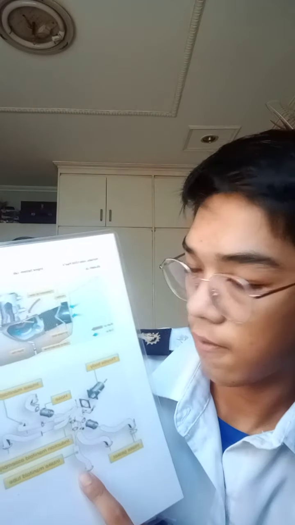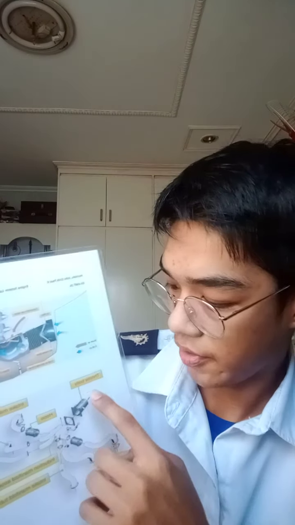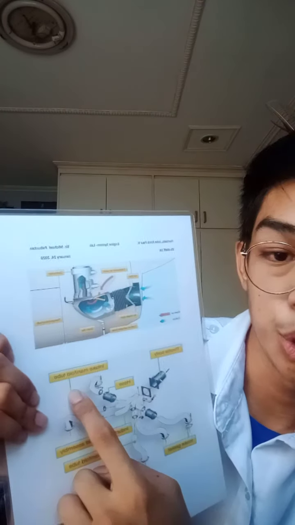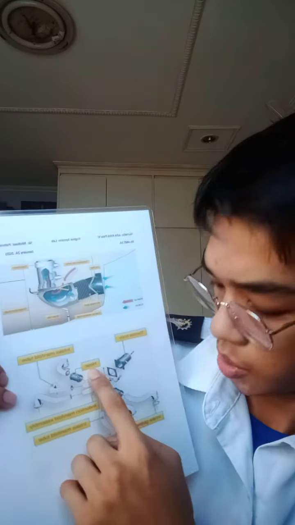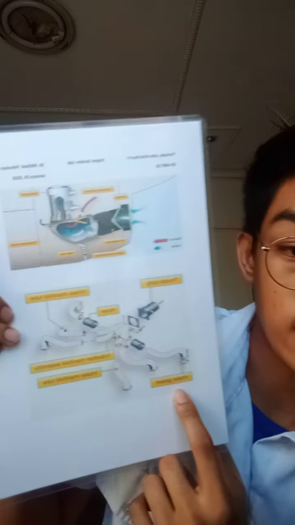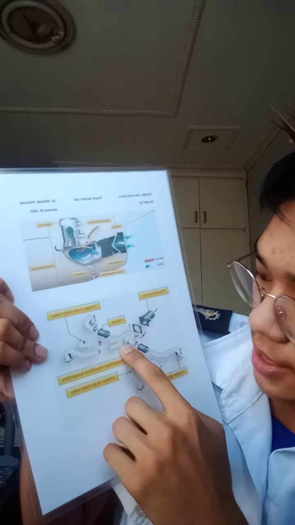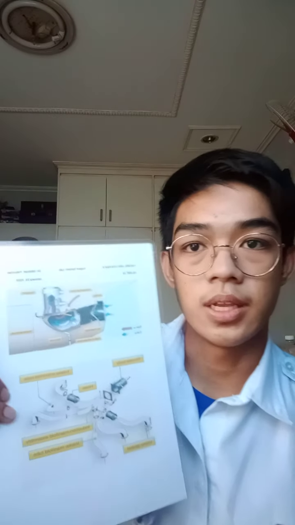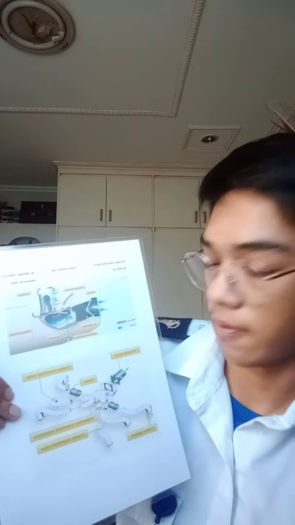So this is the downdraft induction system. Here are the throttle body, intake manifold tube, hose, intake gasket, induction manifold assembly, and intake manifold tube. So, what is the throttle body? The throttle body is used to control the amount of air entering the engine.